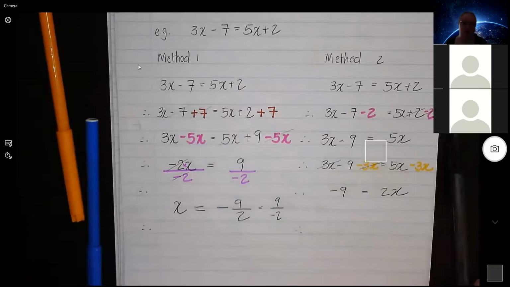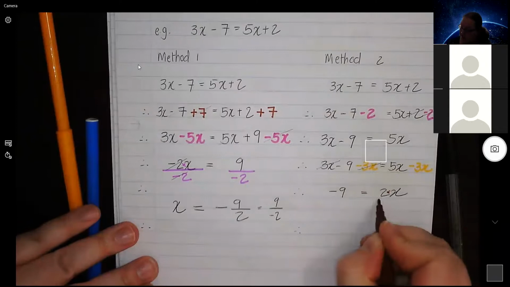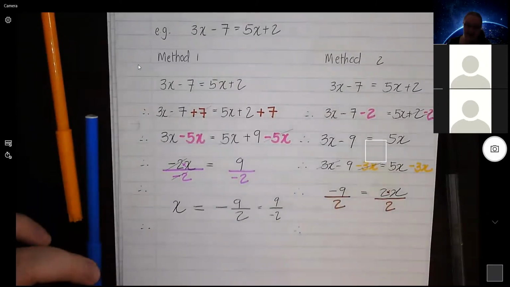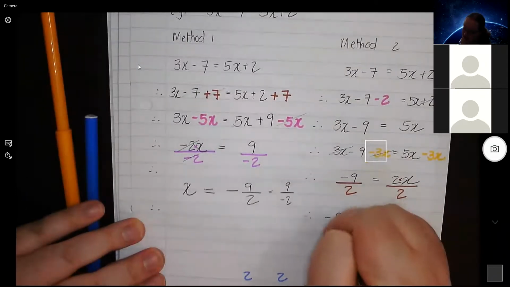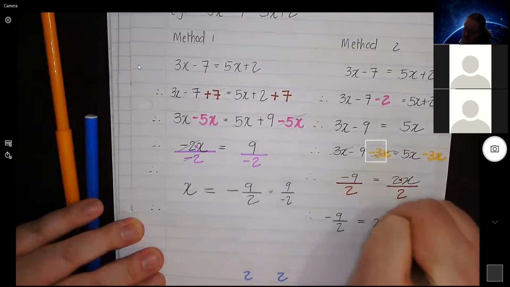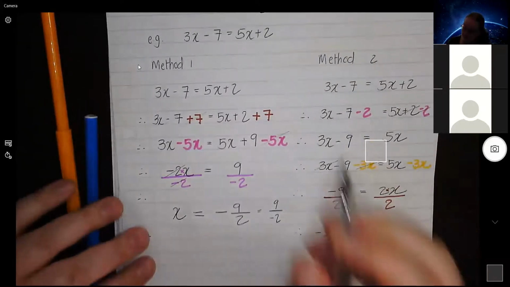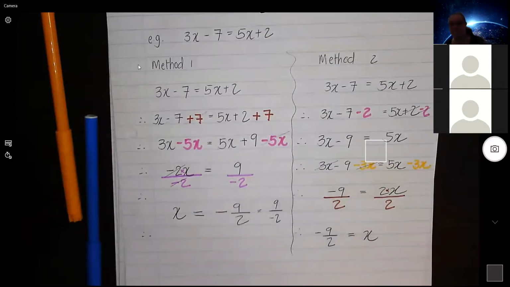Okay. Now I still want to get the x alone. It's glued to the 2. So we have to divide the 2 away. Okay. Negative 9 divided by 2 is negative 9 over 2. And the x is alone. Do you see you get the same answer? Okay. For both sides. Okay.